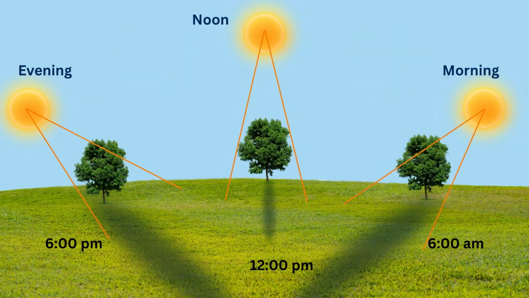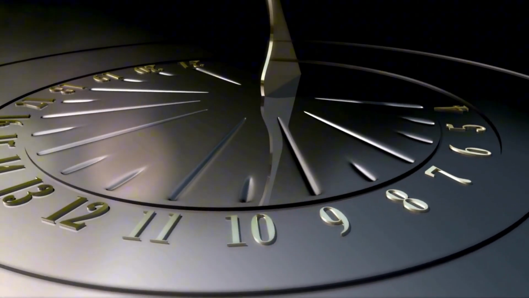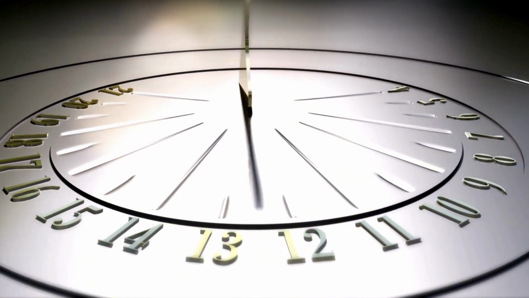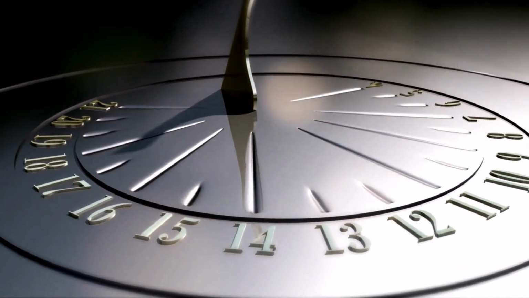In the morning and evening, shadows are long. At noon, they are short. You can even tell time using shadows. Ancient people used sundials before clocks. So, the next time you see your shadow, you're really seeing the sun's path through the sky.